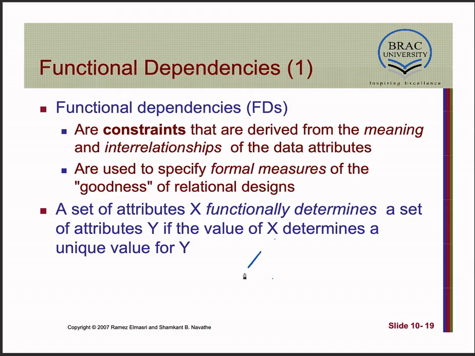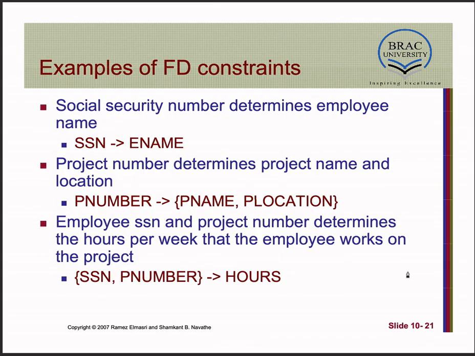So whenever I say a set of attribute X determines a set of attribute Y, I can represent it using this symbol or this notation where X determines Y. So X can be one attribute or a set of attributes. Similarly, Y can also be a set of attributes or a single attribute. So X determines Y. This means that Y is functionally dependent on X. Now let's look at an example to understand what this actually means.